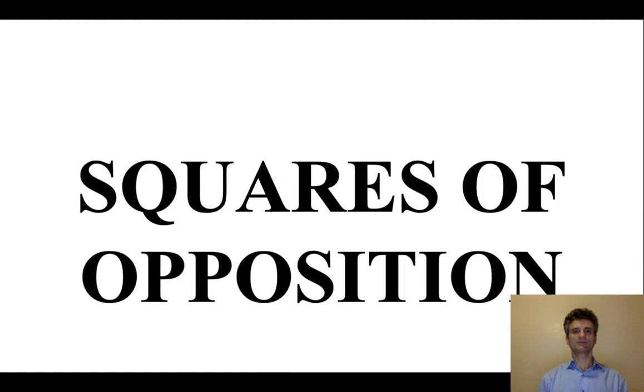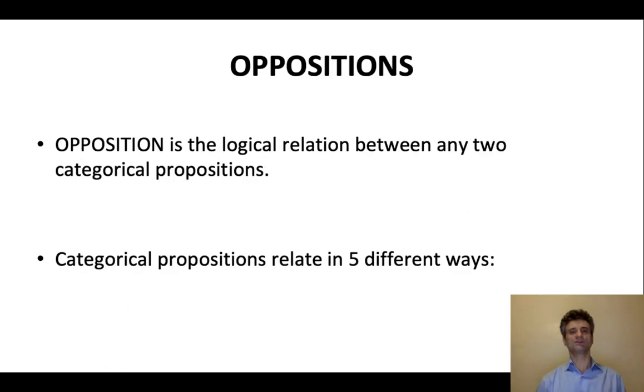As I promised you in this video, I'm going to explain the squares of opposition, the traditional one and the modern one. Before I explain the squares of opposition, let me just refresh our memories. In the previous video, we talked about oppositions. These are the relationships between all the four categorical forms, and as I observed, there are 5 different relationships.